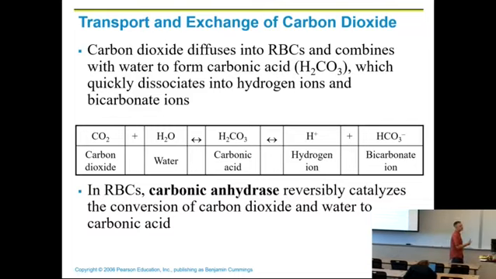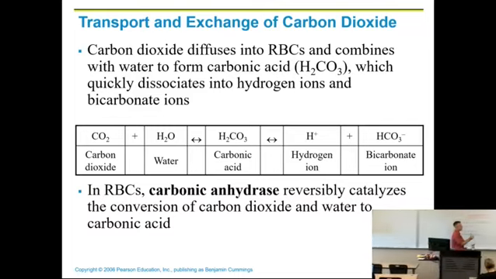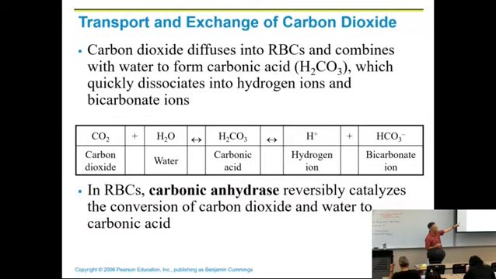CO2 plus water gives us carbonic acid. Carbonic acid very quickly falls apart into bicarbonate ion. So there it is. Now we see the CO2 being transported like that. And at the same time, it releases the hydrogen ion. So that's what makes it a little bit more acidic every time we do that. Okay? The enzyme that does that is called carbonic anhydrase.